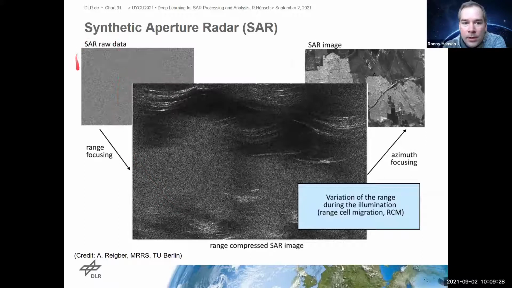So how does it look for a real SAR image? This is the data that a SAR sensor would acquire. And as you can see, nothing, right? It looks like noise, right? There are no structures visible at all.